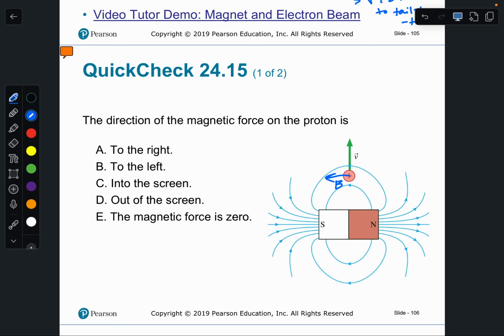We'll do my version. Fingers in the direction of the velocity. So they're going up somehow, okay? I don't know how to rotate my hand yet, but the fingers are going straight up. I need to curl them into B, so I need them to face this way and curl into B, right? Because B is pointing to the left. And then the thumb direction is out of the page.